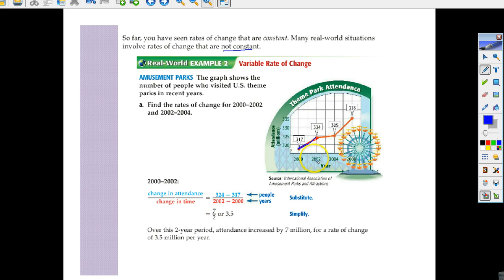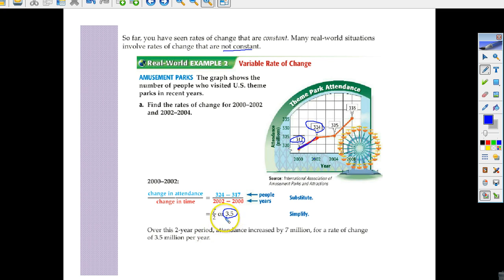2002, you take the big number, subtract it from the bottom, and then people change from 317 to 324, so we're going to subtract the big number minus the small number, and then here you have 7 over 2, which is 3.5. So what does that mean? Over this 2-year period, attendance increased by 7 million for a rate of change of 3.5 million per year.